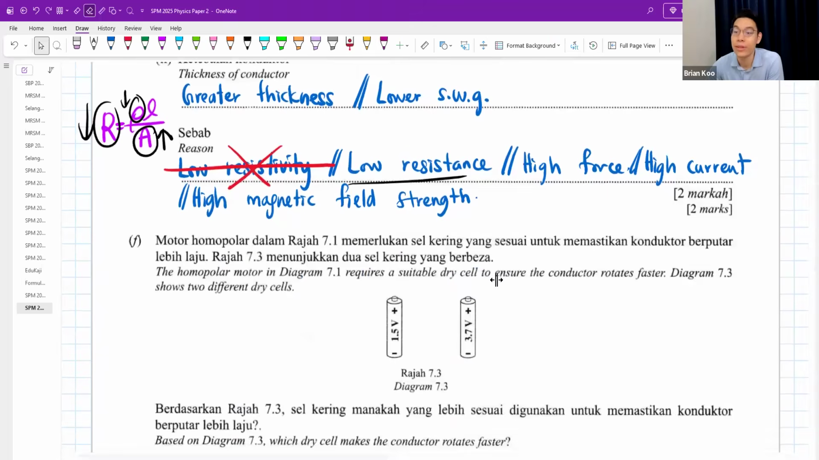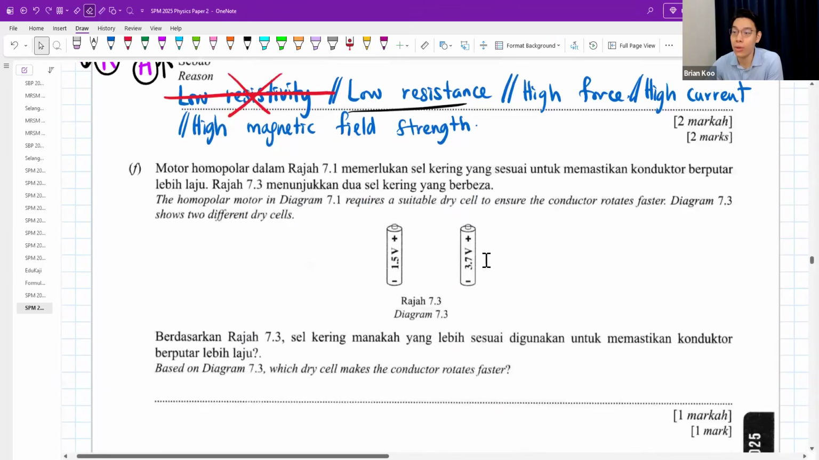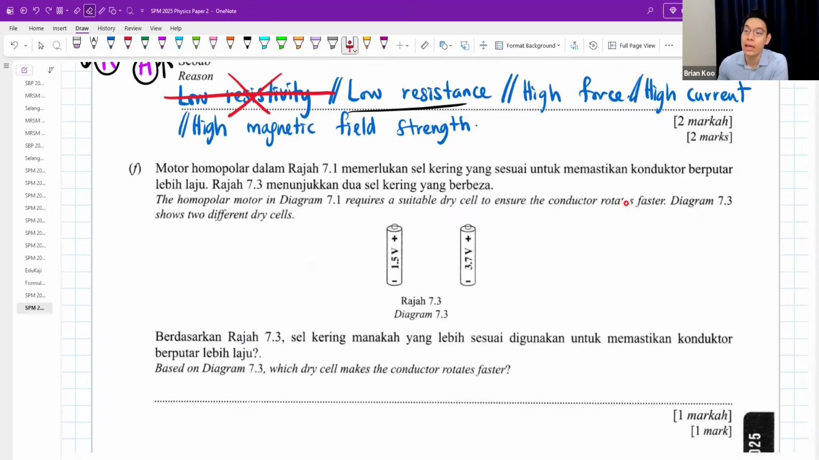Okay, part F. The homopolar motor in diagram 7.1 requires a suitable dry cell, to ensure the conductor rotates faster. You have two different dry cells. Based on the diagram, which dry cell will make the conductor rotate faster? Which one do you think? Because higher EMF, higher voltage, higher current should be able to rotate faster. You can say the one that is 3.7 volts. The 3.7 volt dry cell.